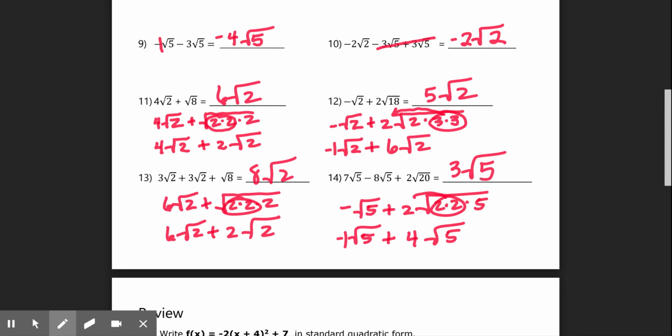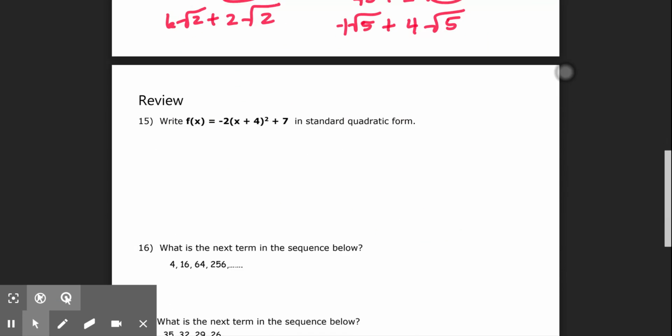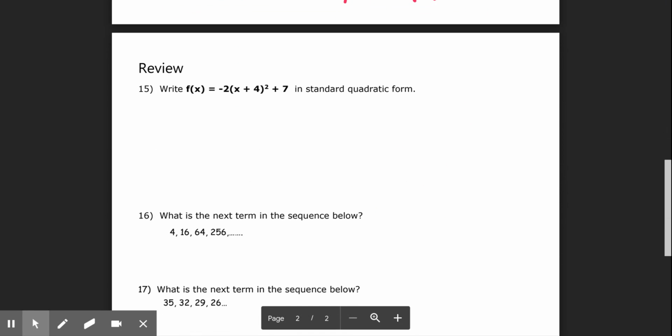Alrighty. So the back page is just a review. So let's take a look here. So rewrite it in quadratic. Okay, so first of all, I have to take x plus 4 and square it, which means x plus 4 times another x plus 4. So that's going to give me x squared, and then 4x and 4x gives me 8x, and then plus 16.